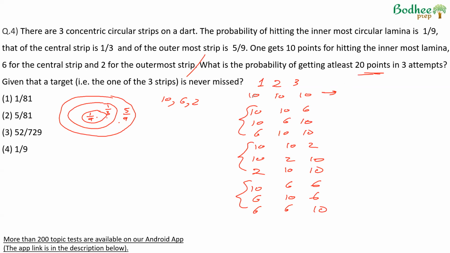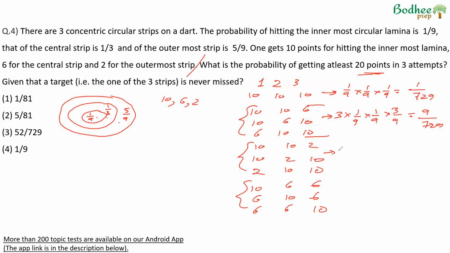Hitting 10 has a probability of 1 by 9. So 1 by 9 into 1 by 9 into 1 by 9, that is 1 by 729. For each of them, I'll say 3 ways possible. For each of them, 10. For 10, we need 1 by 9, 1 by 9. For 6, we need 3 by 9, 1 by 3. So this becomes 9 upon 729 for these 3.